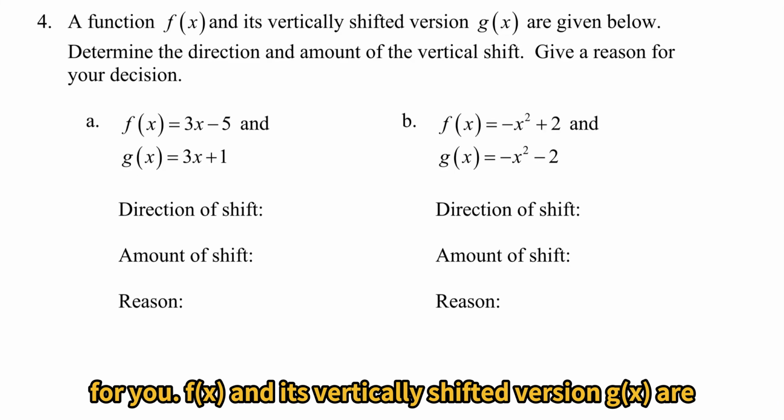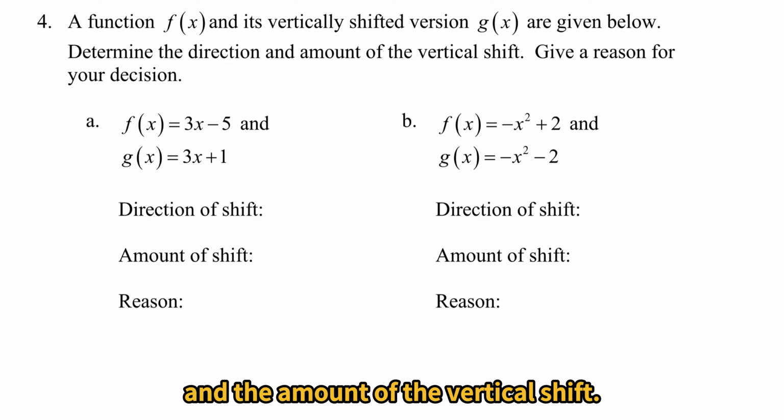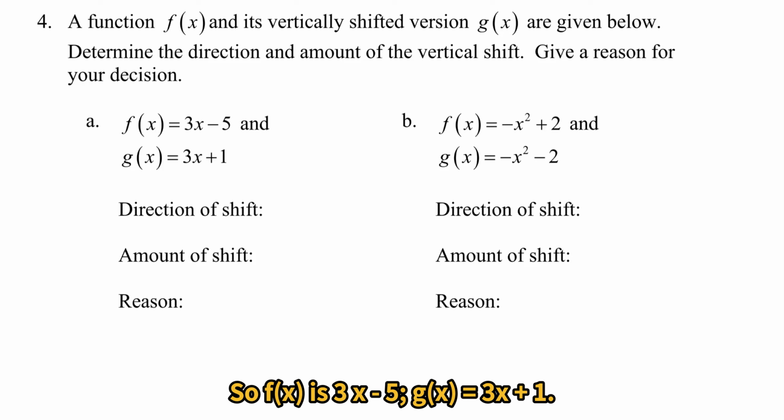Here's a little more backtracking for you. F of x and its vertically shifted version G of x are given. We have to determine the direction and the amount of the vertical shift. Give a reason for your decision. So F of x is 3x minus 5. G of x is 3x plus 1.